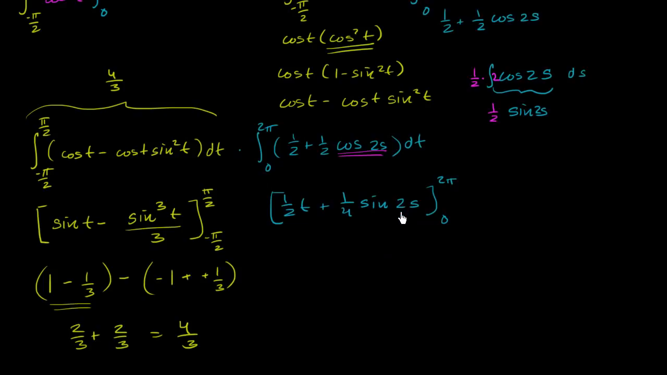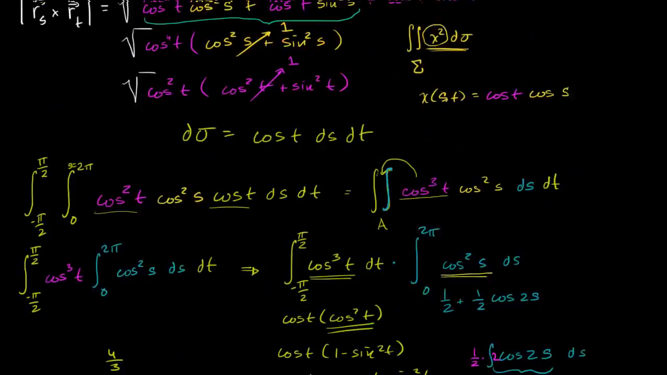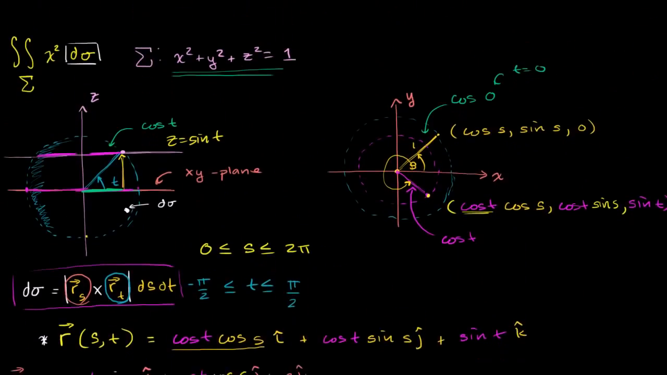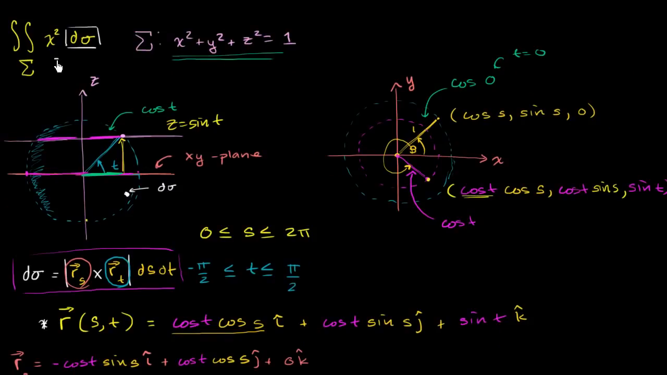And in either situation, this thing's going to evaluate to 0. Sine of 0 is 0. Sine of 4 pi is 0. And so you're going to have 1/2 times 2 pi, which is just pi, plus 0, because sine of 4 pi is 0, minus 1/2 times 0 is 0, 1/4 times sine of 0 is 0. So you're essentially just going to end up with pi. So this whole thing right over here evaluates to pi. And so we're done. You take the product of these two things, 4/3 times pi. Our entire surface integral evaluates to 4/3 pi. So this is equal to 4/3 pi, which is neat.